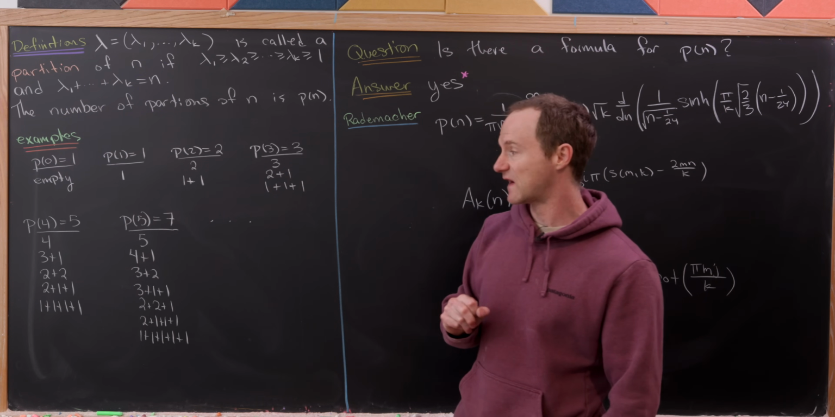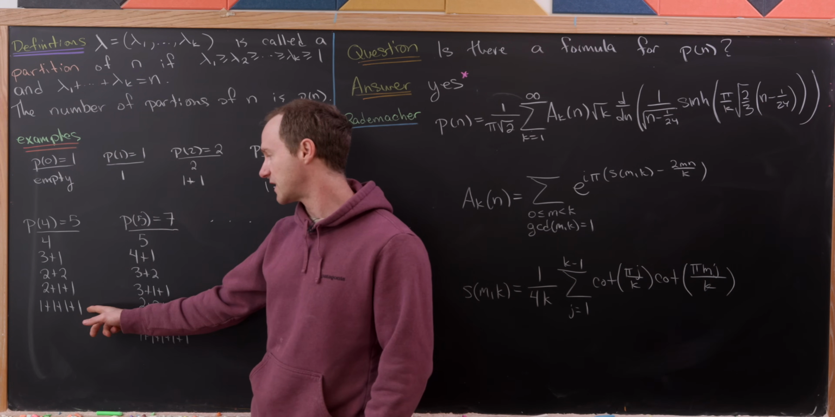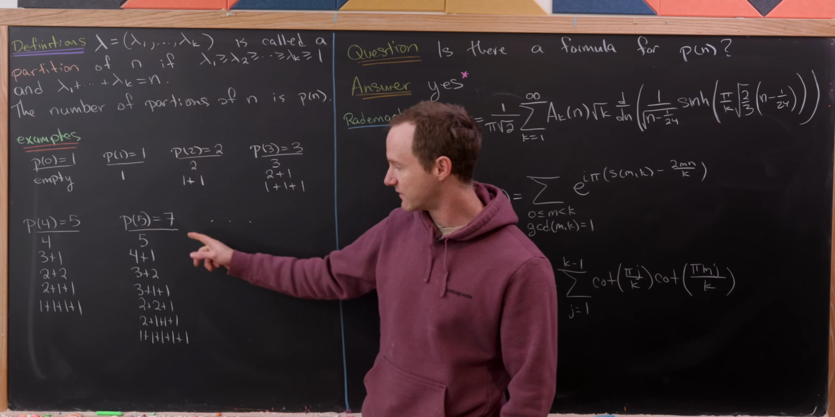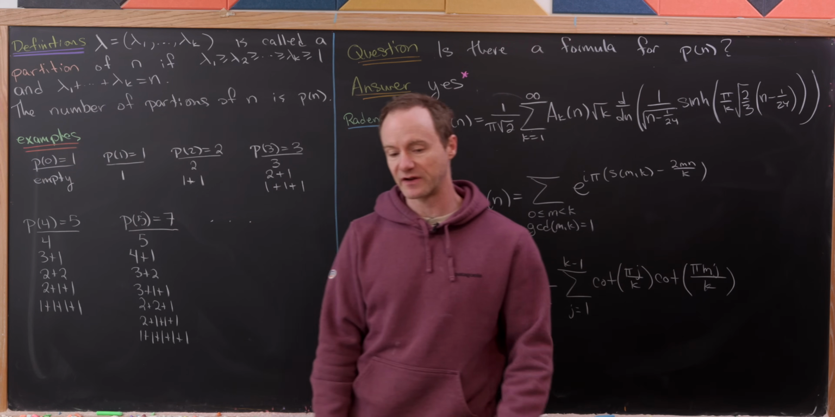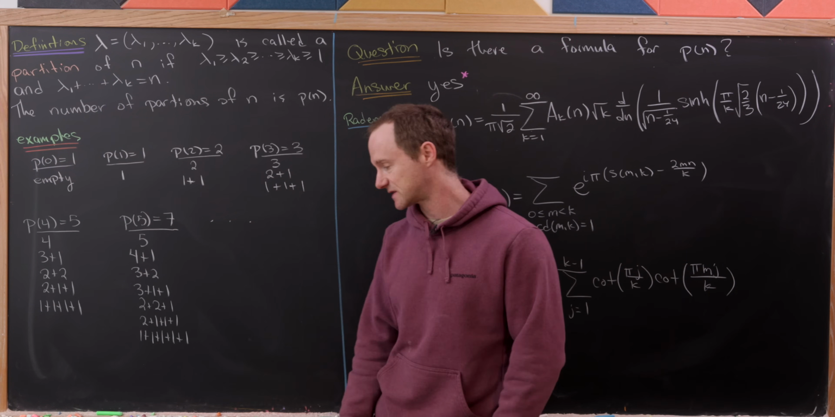P of 4 is 5. As you can see, we've got them over here. P of 5 is 7. We've got them right here. And then, well, it just gets bigger and bigger and bigger. And this actually grows quite fast.